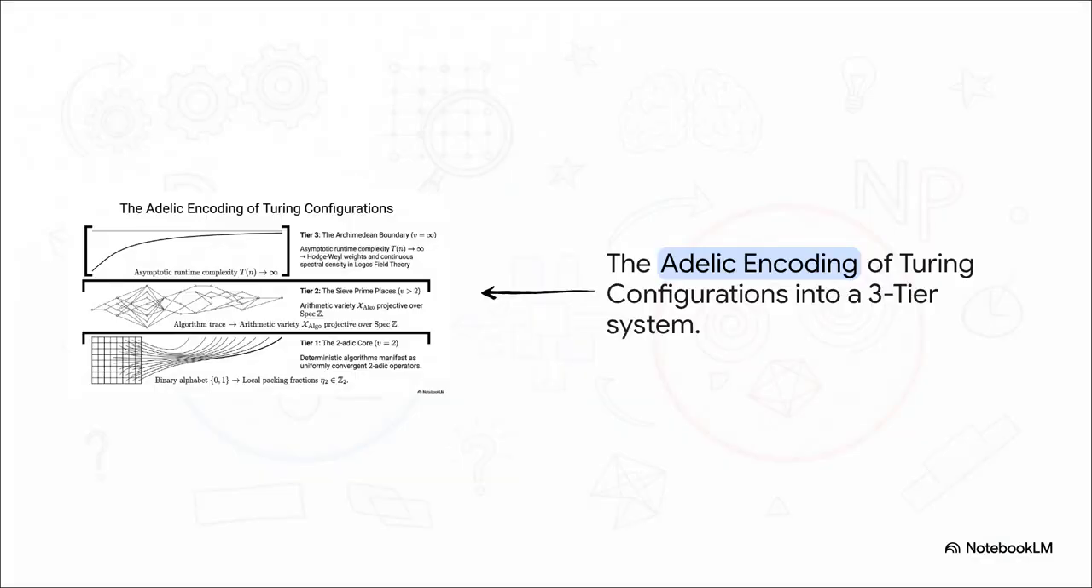Moving right along to part 2, turning algorithms into math. You know, the discrete transitions of a Turing machine aren't just abstract code. Using the Grothendieck dictionary, which is basically a mathematical translator between algebra and geometry, these transitions actually embed into a 3-tier Adelic data stream. Down at tier 1, the 2-adic core, the binary zeros and ones map directly to local packing fractions within the 2-adic integers. Then, the algorithm traces up through the prime sieve at tier 2 and finally expresses its asymptotic runtime complexity at the Archimedean boundary up at tier 3.